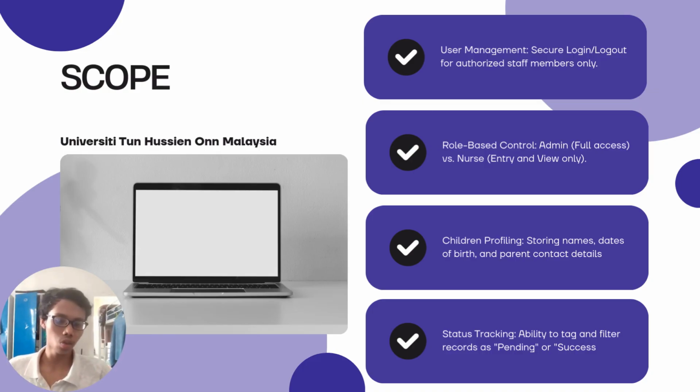The third one is children profiling, storing names, dates of birth and parent contact details, which the nurse will see: when they were born and what vaccination they need. If they need to ask the parents, they need to contact the parents too. The fourth one is status tracking, the ability to track and filter records as pending or success.